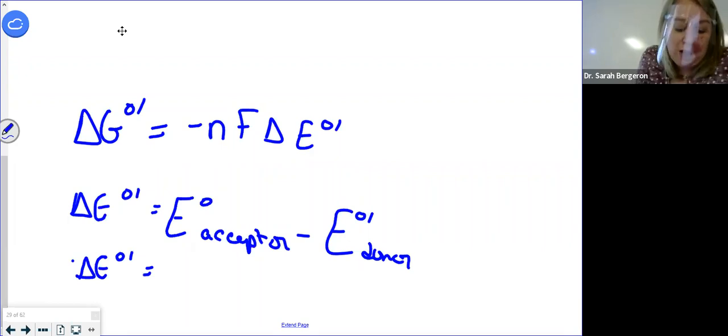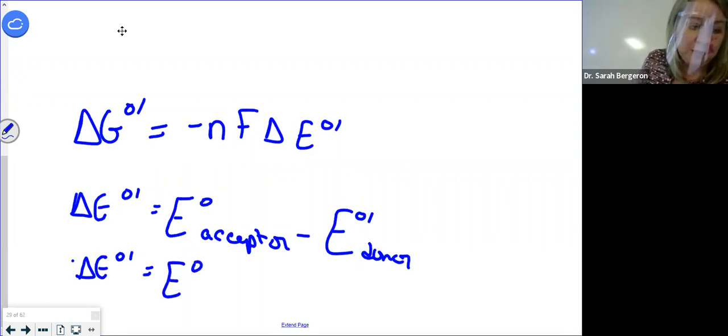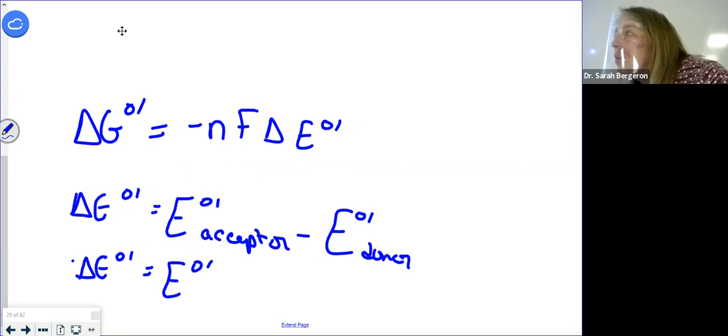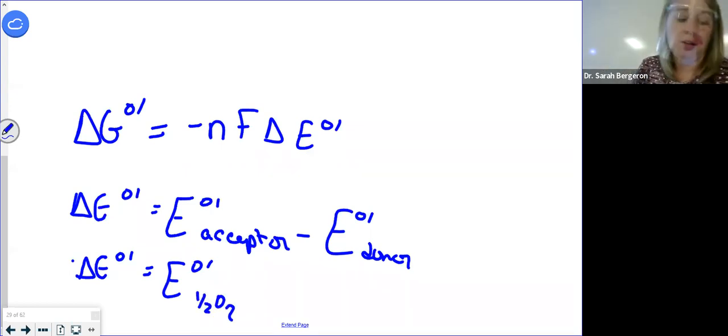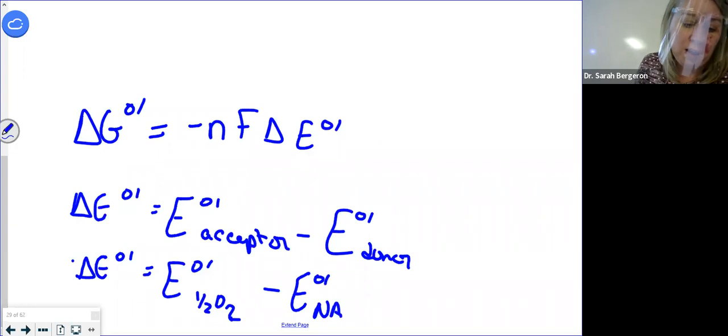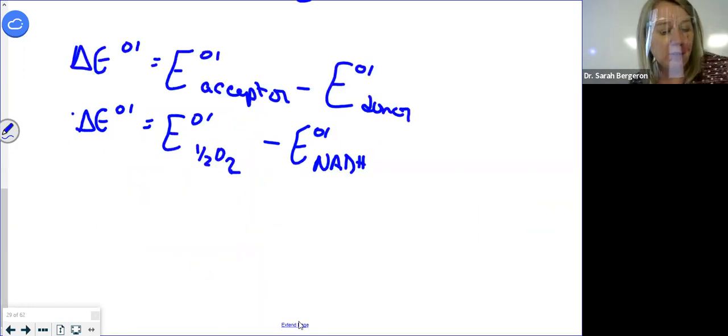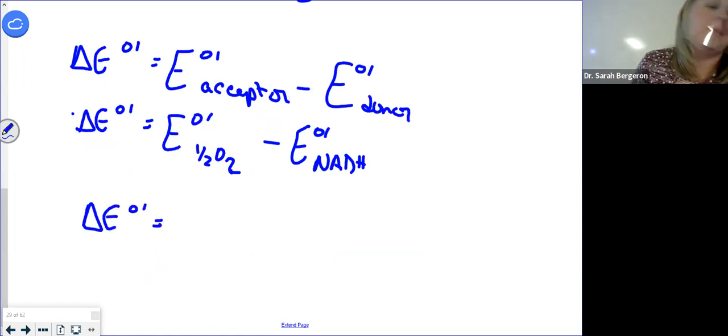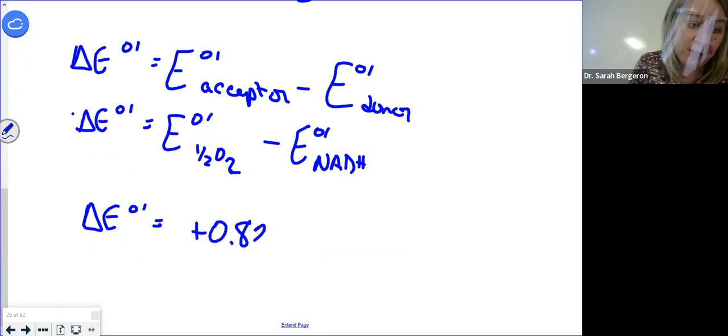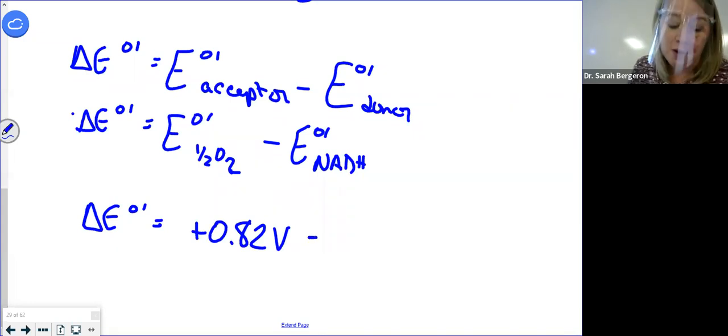So what's the end? This really should be primes. Oxygen, it's 1/2 O2. Okay, now where's my beginning? What did I start with? NADH. Good. So where could you go to get these values? Remember that table in the very beginning that had all the reduction potential values for each of them? So if you go look them up, oxygen is the most positive at positive 0.82, minus NADH, which is negative 0.32 volts.